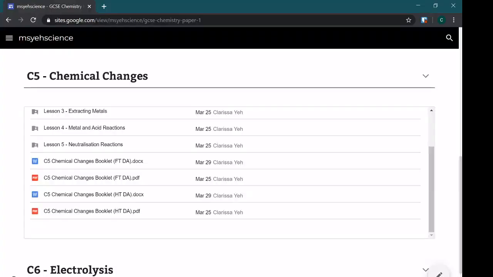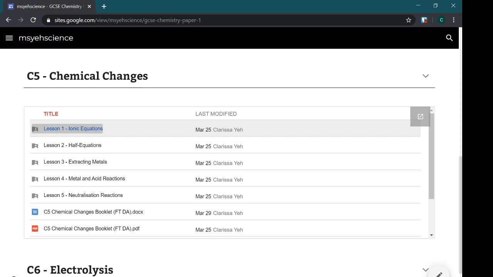Now, as a bit of practice for you guys, if you go on the website that I linked earlier, you click on Lesson 1, Ionic Equations.